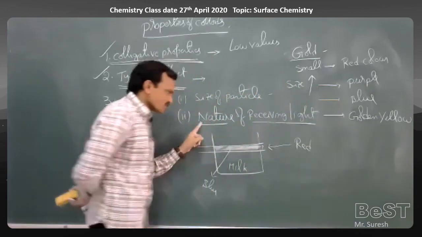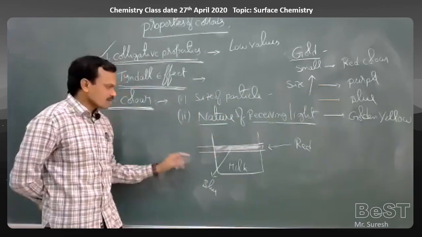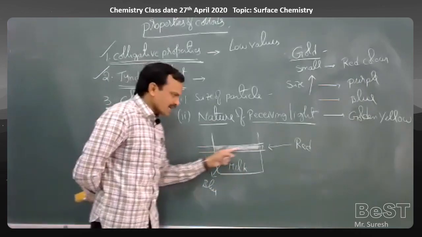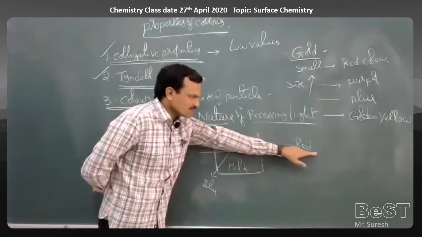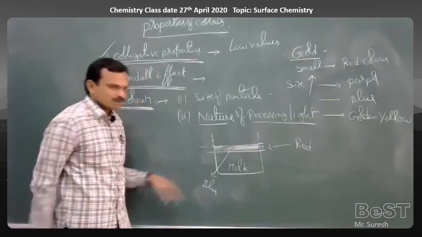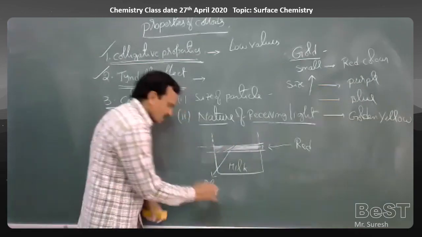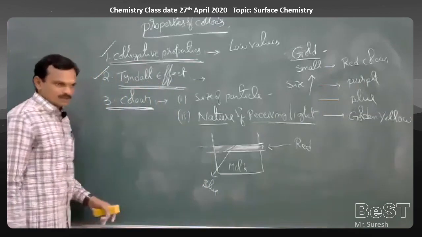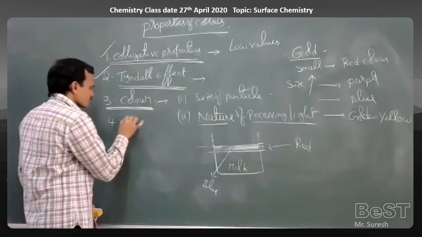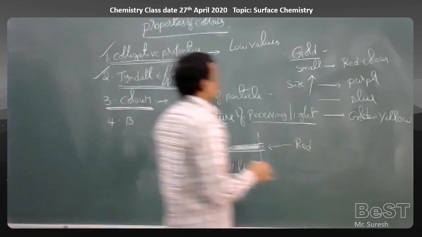Next, the nature of receiving light. See, here I have taken a milk colloidal solution. If the transmitted light is received, then it appears in red color. If the reflected light is received, then it appears in blue color. So this is regarding color of colloidal solutions. And next property, Brownian movement.